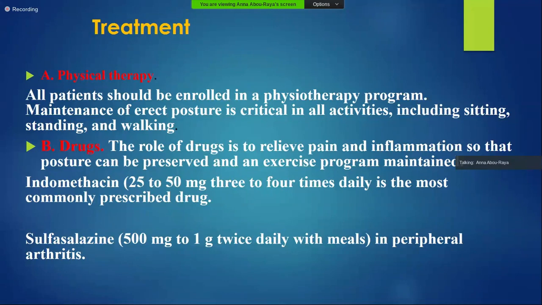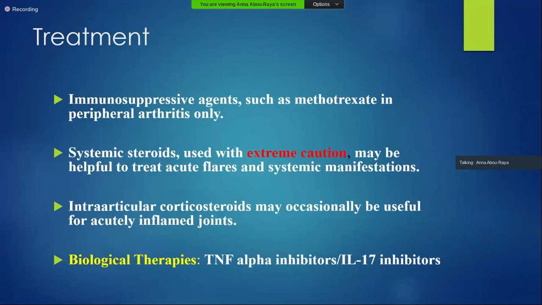But if there is only axial involvement, sulfasalazine and methotrexate have no value. It has proven to be of no use. So we don't use it. We only use sulfasalazine and methotrexate in peripheral arthritis. So immunosuppressive drugs, as I said, methotrexate is used only in the peripheral arthritis. We almost never use steroids.